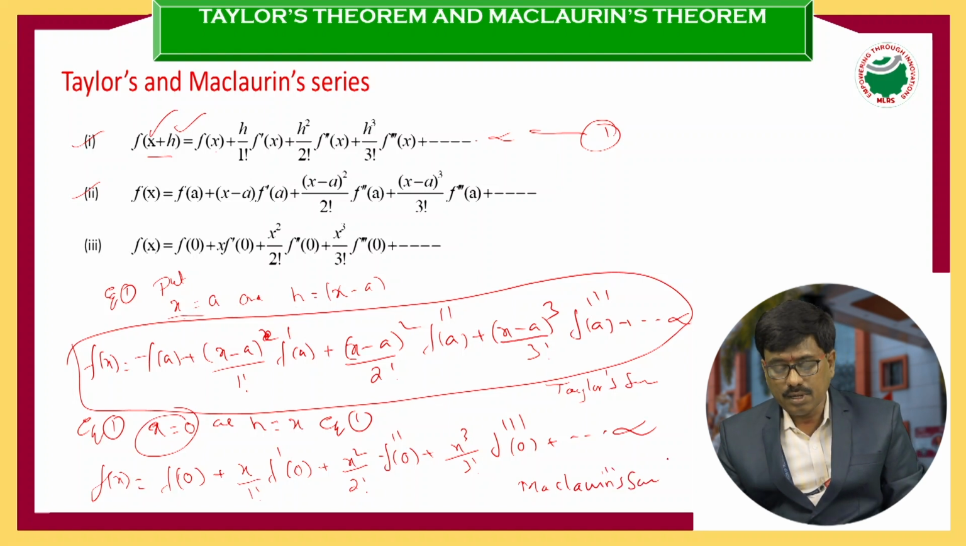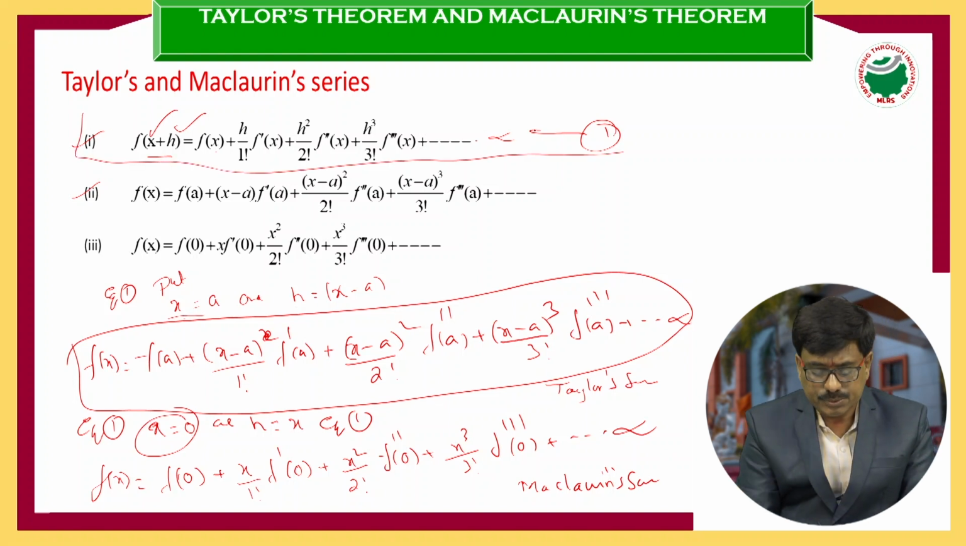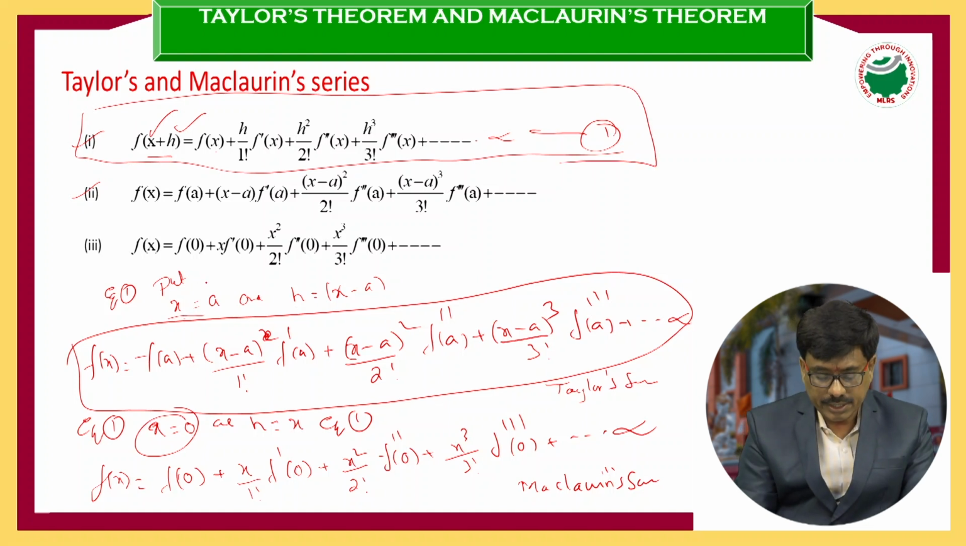Now we took this function, we took the first equation. What are the substitutions we made? For this equation, I expanded at the particular point a, then h is replaced by x minus a, and this becomes the Taylor series.